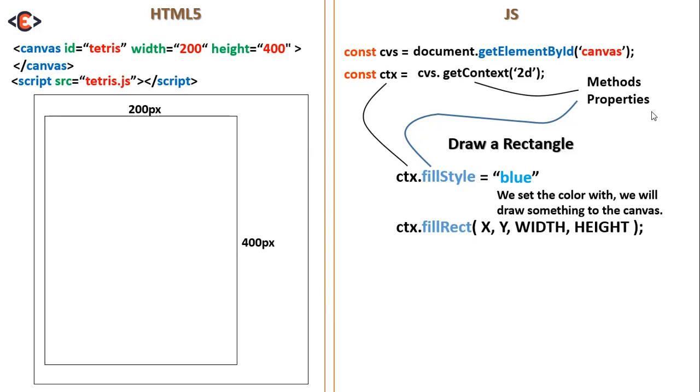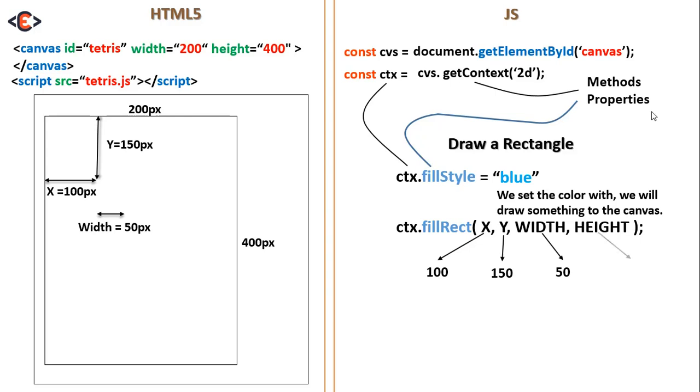For example, if we say x is 100, it means this is 100 pixels from the left. If we say y is 150, then we must take 150 pixels from the top. This is the x and y position of our rectangle. Then if the width is 50, it means the width of the rectangle will be 50 pixels. The same for the height. Then our rectangle will be in this particular place or position.